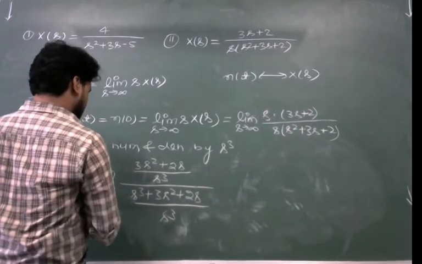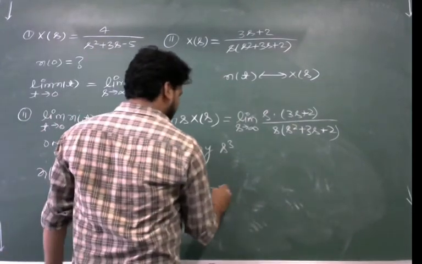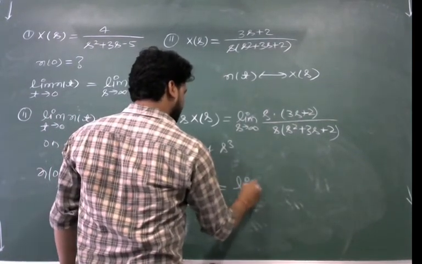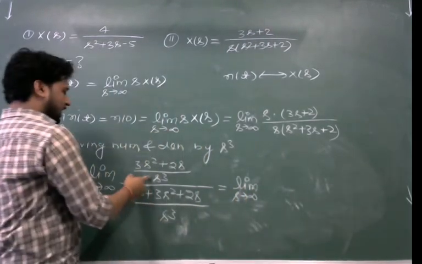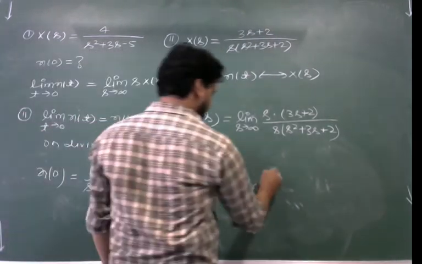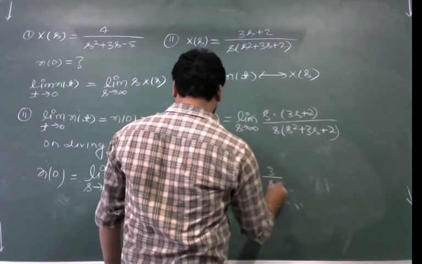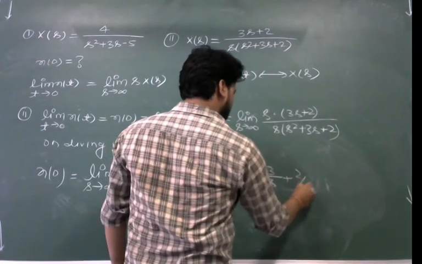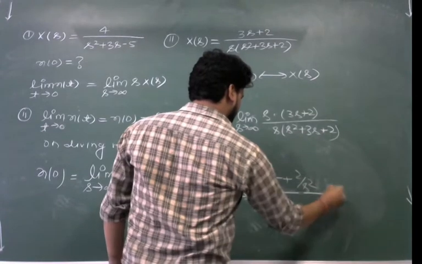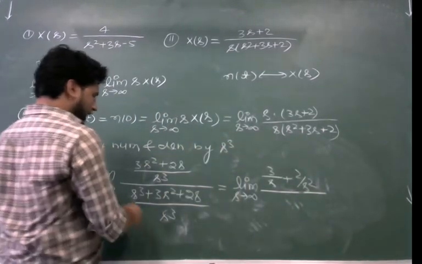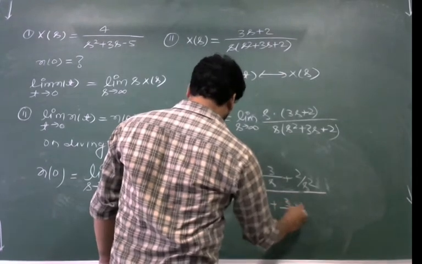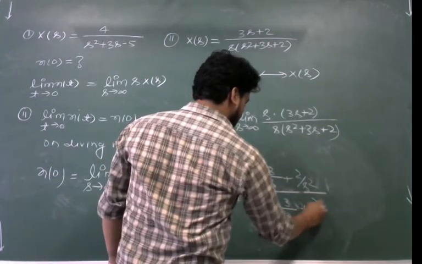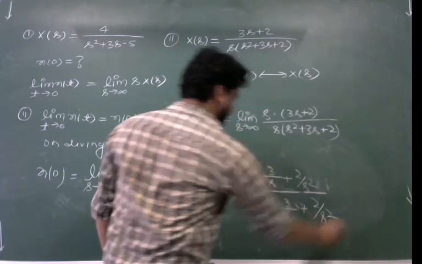I can write it in this way. This can be further simplified as limit s tends to infinity. When we divide by s cube, this will become (3 by s plus 2 by s square) upon (1 plus 3 by s plus 2 by s square).